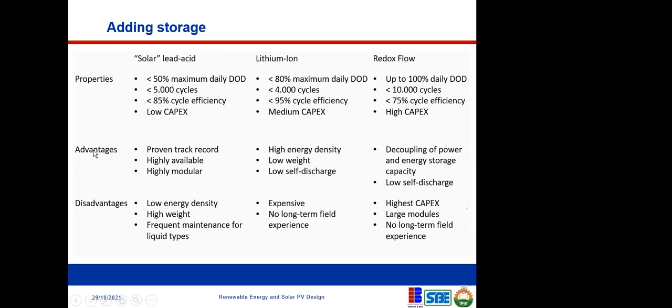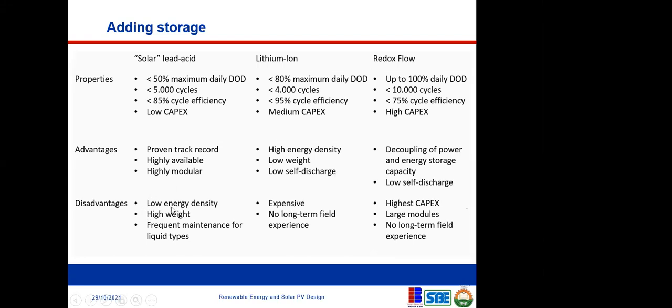Okay, so the advantage of lead acid battery is that it has a proven track record. Okay, it is highly available and it is also highly modular. Whereas for lithium ion, it has high energy density. That's the advantage. Okay, it is low weight. It has a low self-discharge. Okay, these are the two very common in the market, and there are some other new technologies that are already coming up now. They have their disadvantages as well.